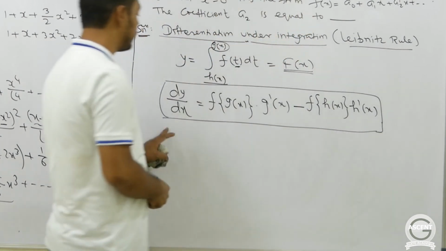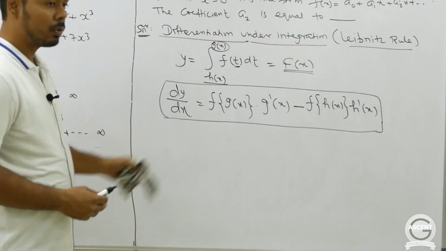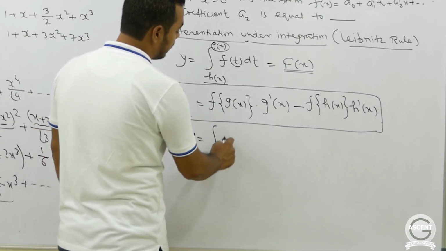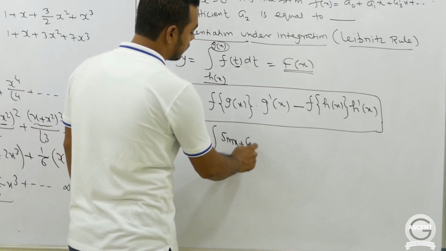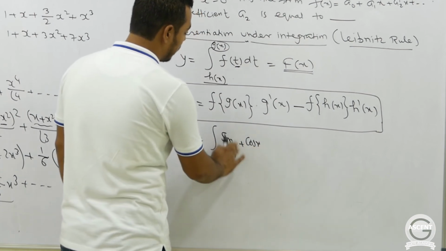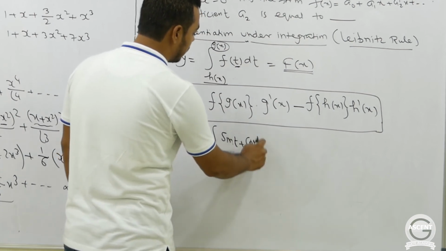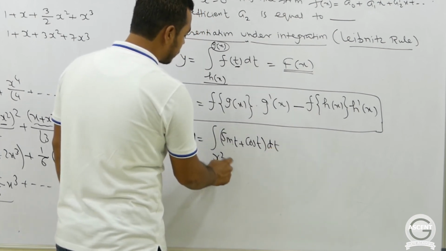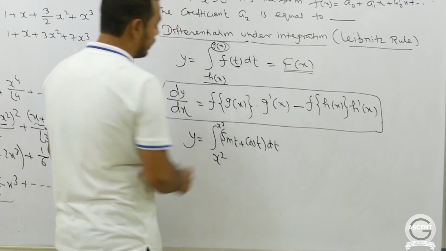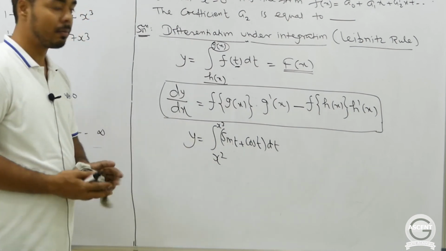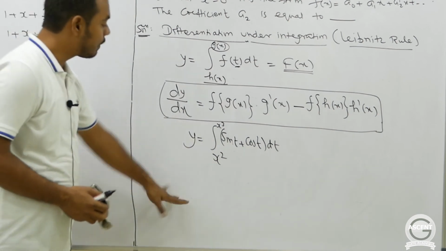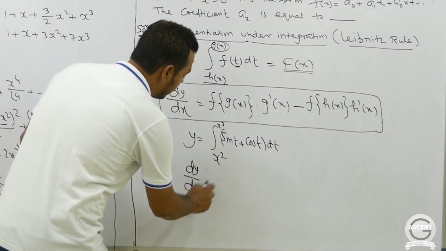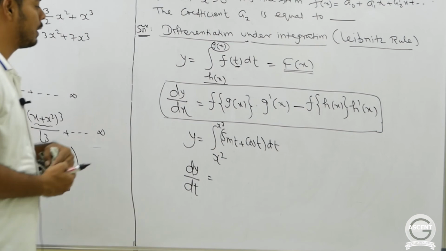So now once we know the formula, let me give you an example of how to apply it. Suppose you have y equals the integral of sin t plus cos t dt, with the limits from x square to x cube. Suppose this is some function y that we have, and I want to find the derivative of this function.